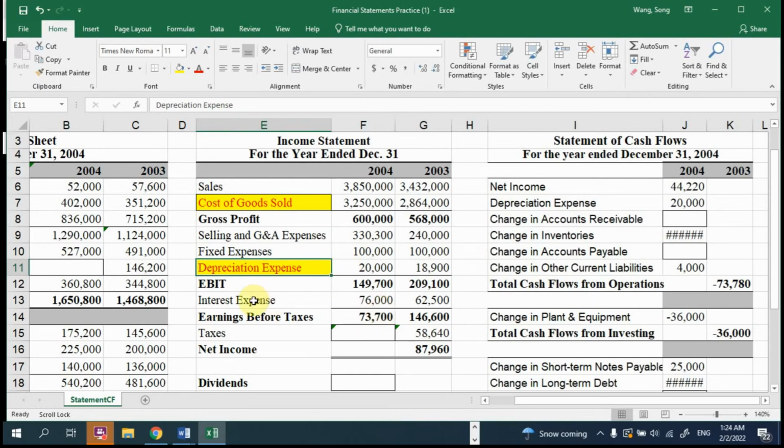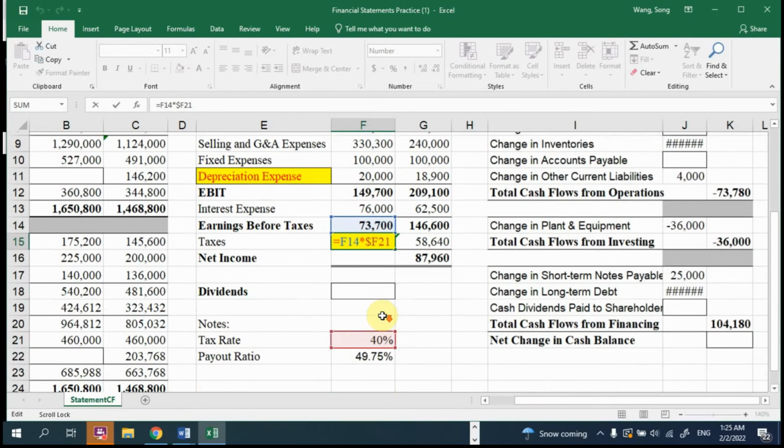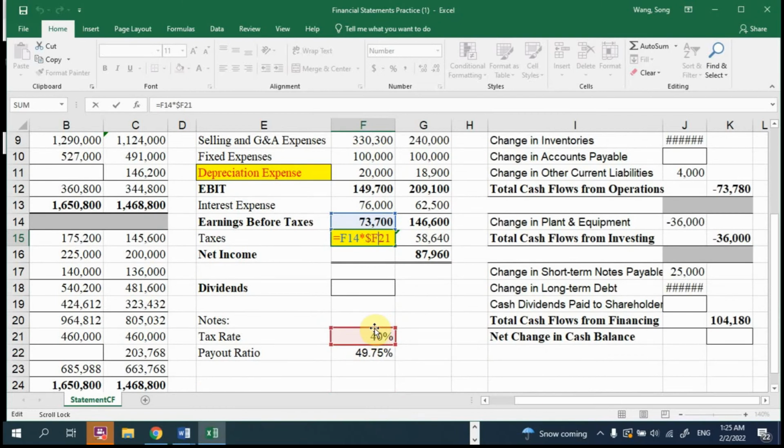All right, if we move down, we need to subtract interest expenses from EBIT. Then we get earnings before taxes. And how do we calculate taxes? This is the amount of earnings before taxes, also known as taxable income, multiplied by the tax rate down here, 40%. Then you get net income, nice and easy. Net income equals earnings before taxes minus taxes.